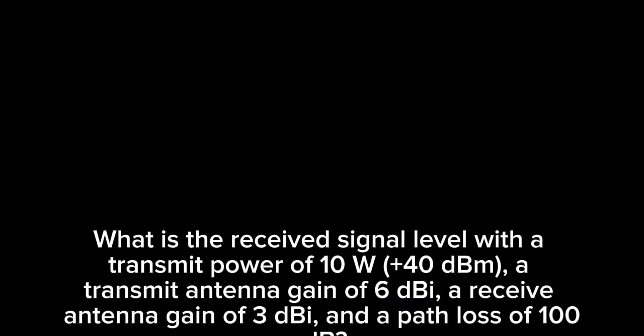E4D. What is the received signal level with a transmit power of 10 W (plus 40 dBm), a transmit antenna gain of 6 dB, a receive antenna gain of 3 dB, and a path loss of 100 decibels? A. -51 dBm. E4D. What power level does a receiver minimum discernible signal of -100 dBm represent? D. 0.1 picowatts.